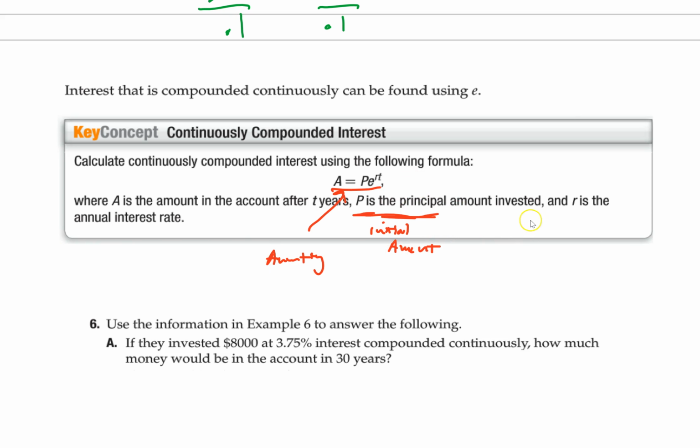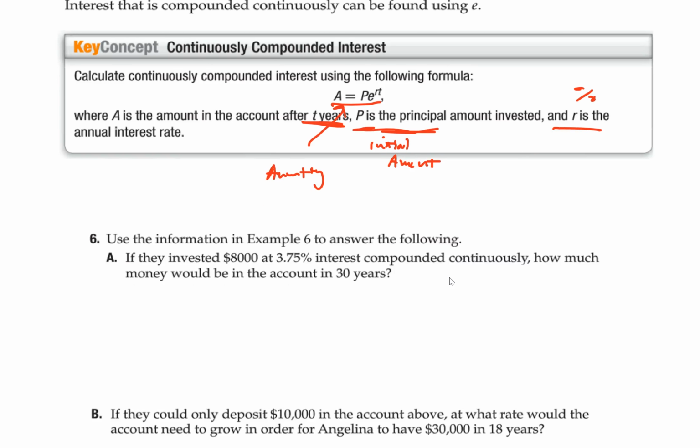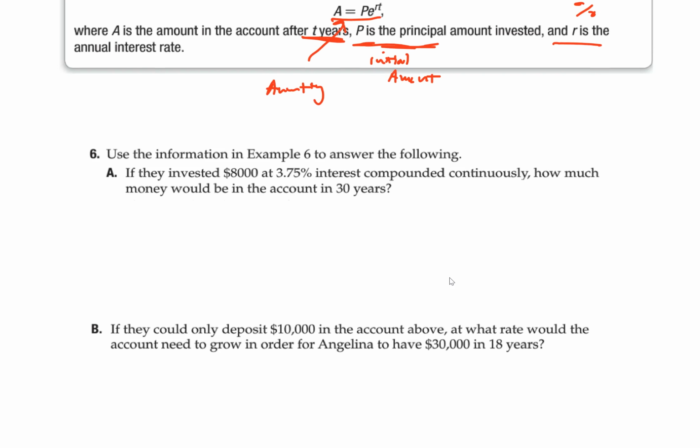And then R is rate, as always, in percent. And T is time, in years, according to this. That's it. A lot of people say this is "Pert." As always, I'll give you the formula here. But it's just a formula you use and plug in to figure out how much continuous interest you're going to use. So let's solve some examples.